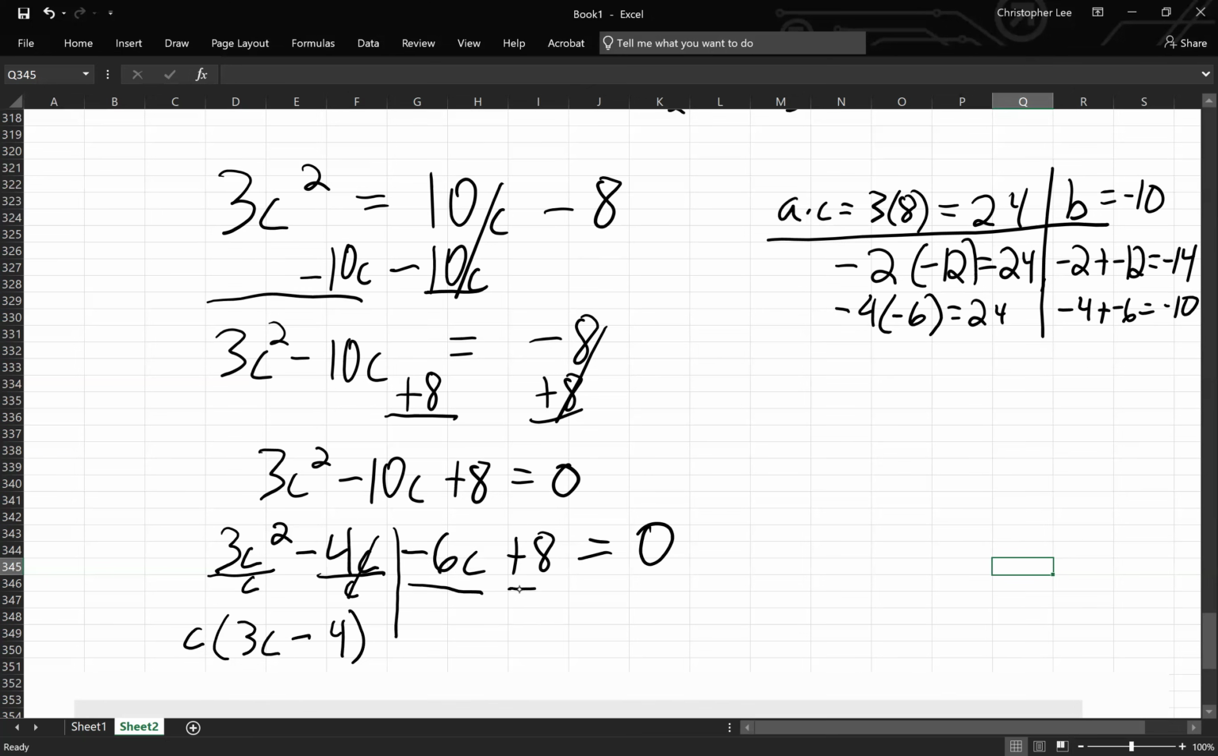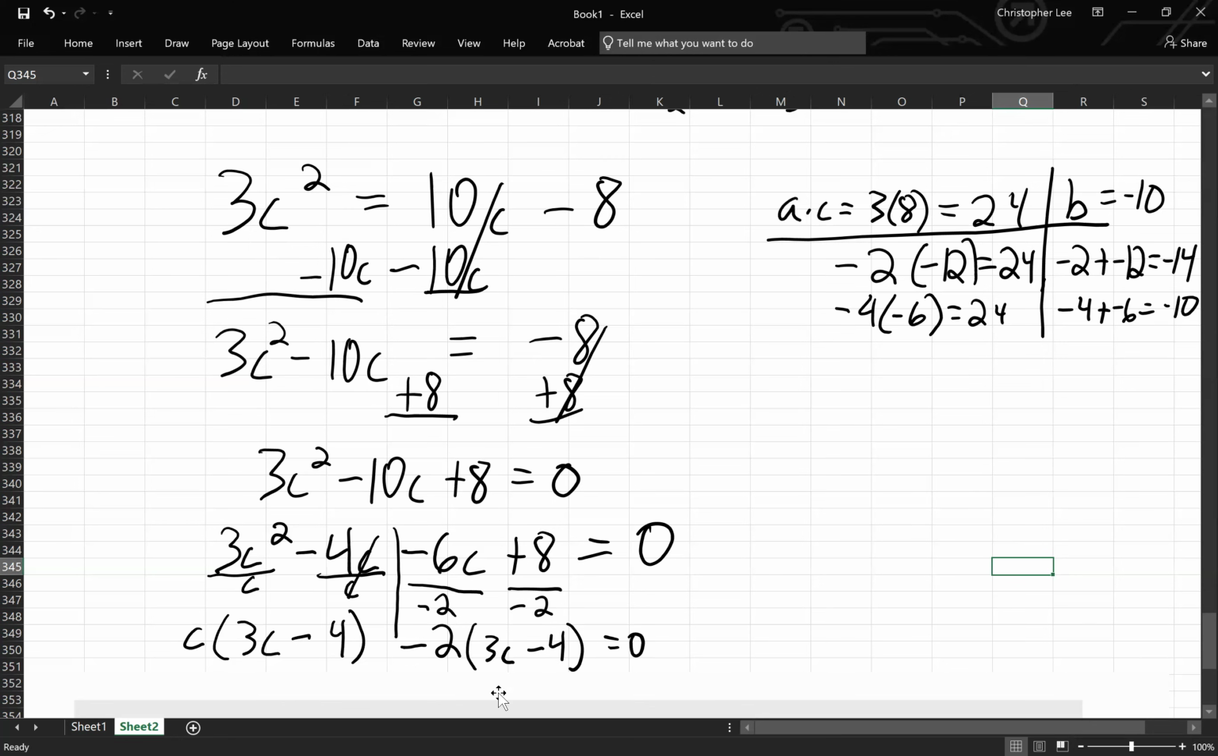Give me a better answer. Negative 2. There we go, right? So remember, it's like you're dividing by negative 2. Negative 6c divided by negative 2 gives you a positive 3c. Positive 8 divided by negative 2 is a negative 4, right?